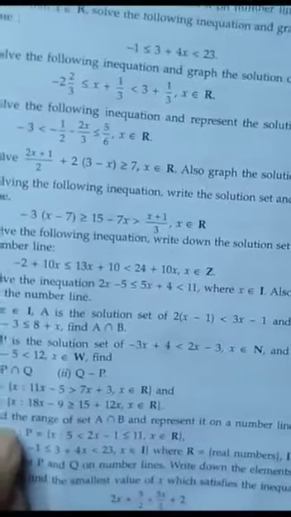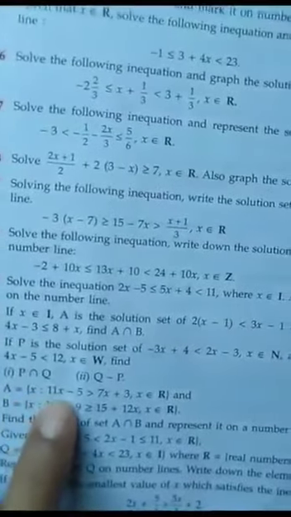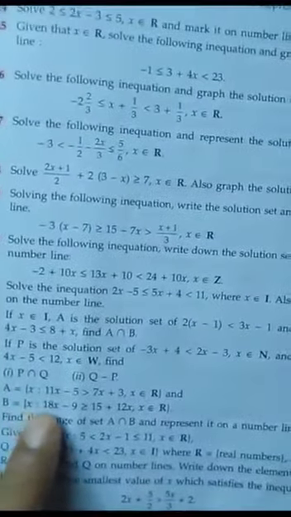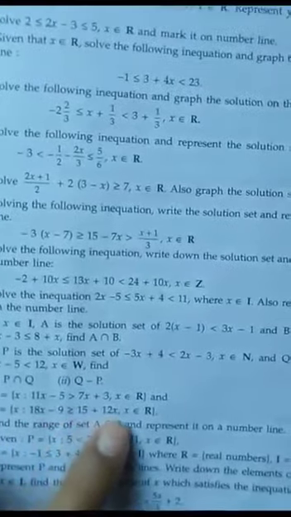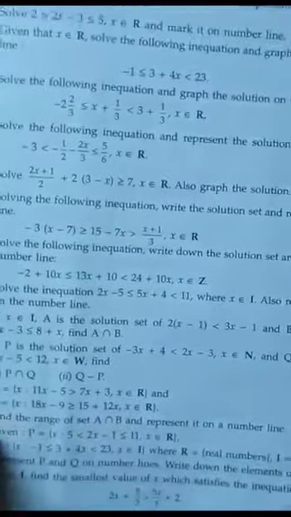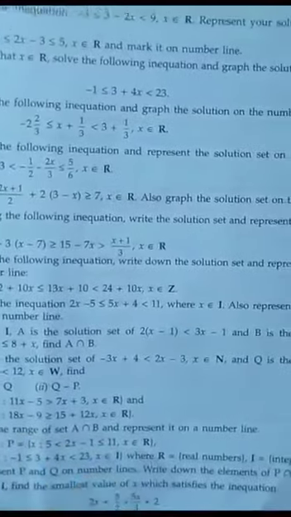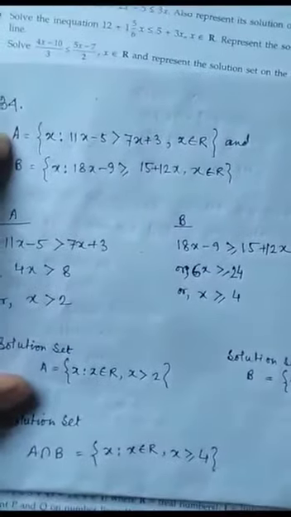We will solve the question number 34. A equals to x such that 11x minus 5 greater than 7x plus 3, where x belongs to R, and B equals to x such that 18x minus 9 greater than or equals to 15 plus 12x, where x belongs to R. Find the range of set A intersection B and represent it on a number line. Okay, this question is divided into two parts. One is part A and part B.